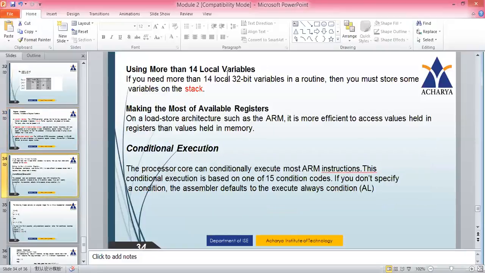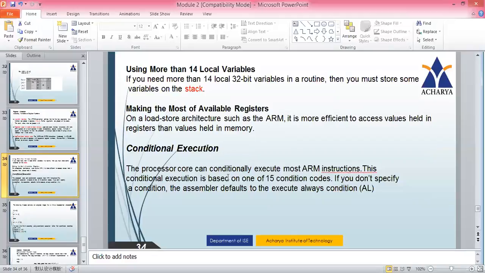So using more than 14 local variables, as discussed earlier: if there are more than 14 local variables, because we have 14 registers, if it goes beyond, then make use of the stack. Making the most of available registers. On a load store architecture such as ARM, it is more efficient to access values held in registers than the data present in memory. As usual, the context switching will take more time when you're accessing from memory.